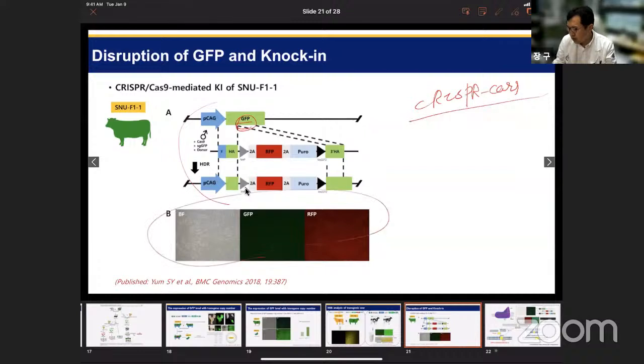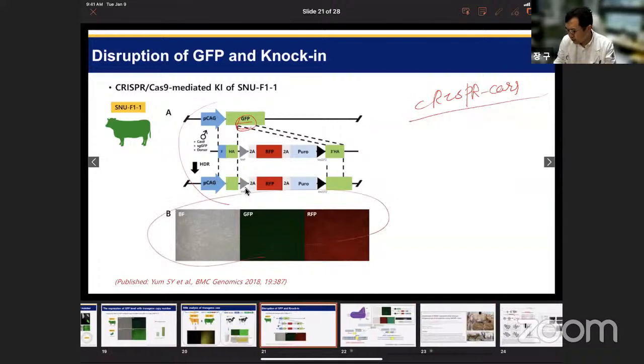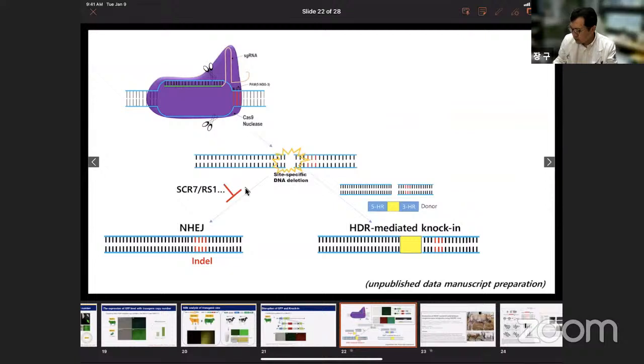Take a look at this one. This is kind of the summary of the genome engineering Cas9 system, knockout and knock-in system.